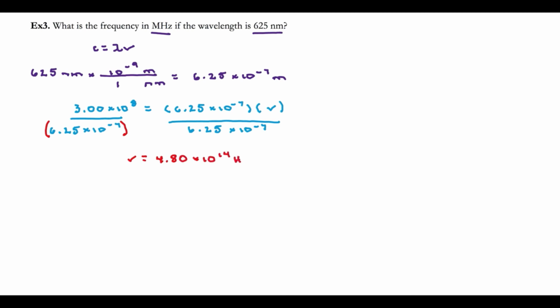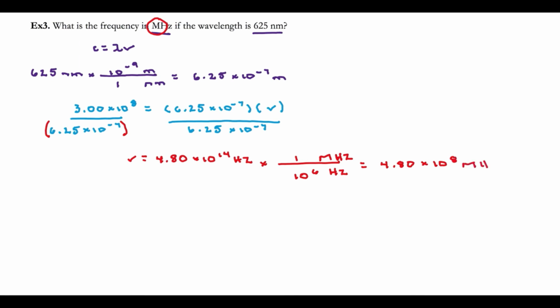Be awesome if I could be done, but I'm not because it asks for megahertz. So yes, I have to do one more conversion. I'm going to put hertz on bottom, megahertz up top. 1 megahertz is 10 to the 6th hertz. These are all prefix values that we learned previously. So you can always just go back and check it, or on a quiz or test, I would give you those values. So I'm going to take 4.80 times 10 to the 14th, divide by 10 to the 6th. So the final answer I get is 4.80 times 10 to the 8th, and my units are megahertz.